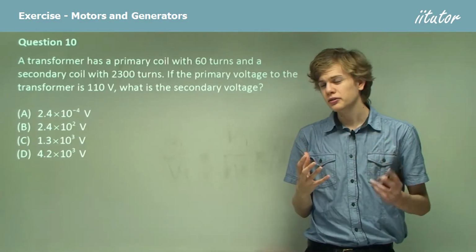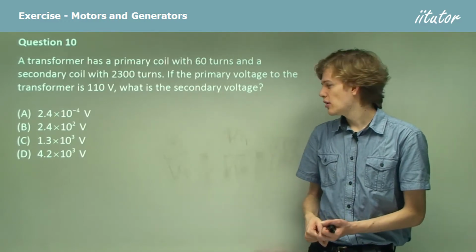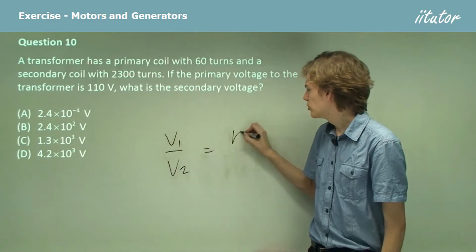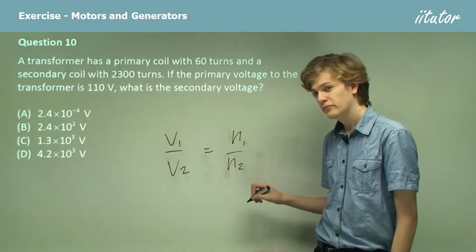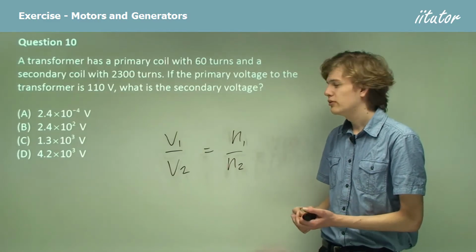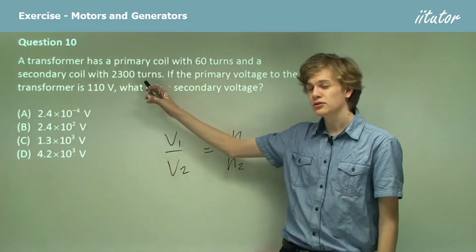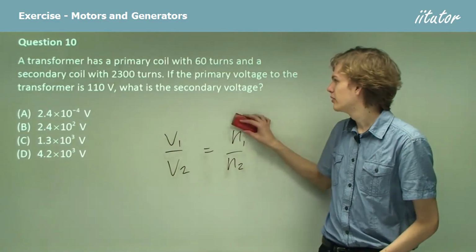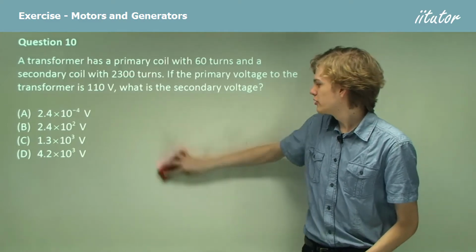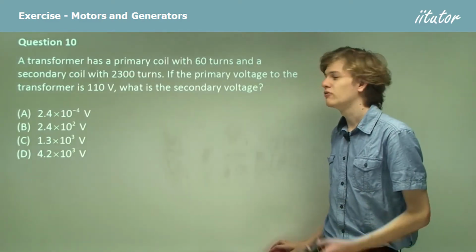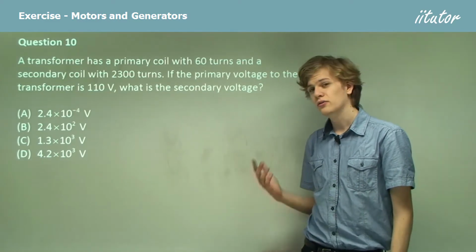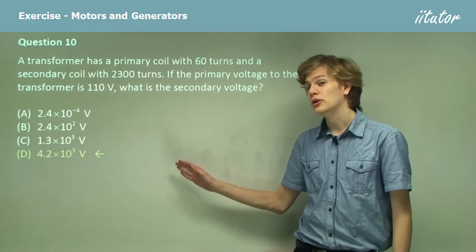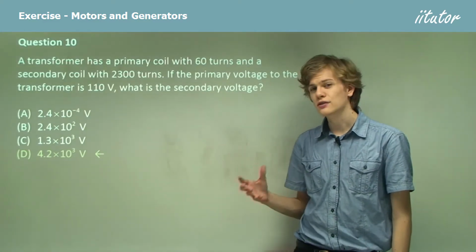So remember, to answer this one, once again, all we need to do is use our equation for the voltages in a transformer. V1 over V2 equals N1 over N2, right? So if our turns are 60 and 2,300, then our voltages will be in that same ratio, right? So if the secondary coil has more turns, it'll have more voltage. And the ratio tells us that our answer is going to be 4.2 times 10 to the 3 volts. That is 4,200 volts.